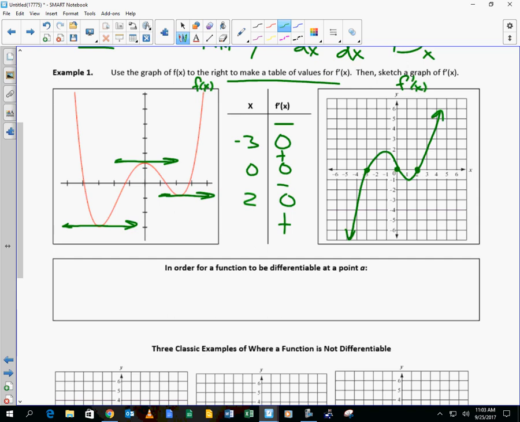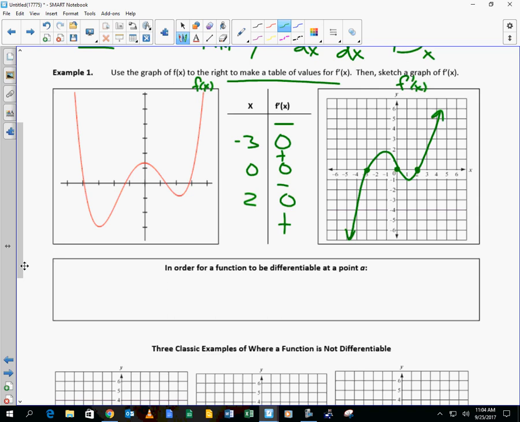Anybody notice something interesting about the graph? What degree? Okay, so this is cubic, this is quartic. When you take the derivative, it reduces the degree of the function by 1 every time. Second of all, something interesting is, is this a positive x to the fourth or a negative x to the fourth? It's a positive x to the fourth. And this is a positive x cubed, right? Okay. So we're going to use some of those pieces as we move forward.